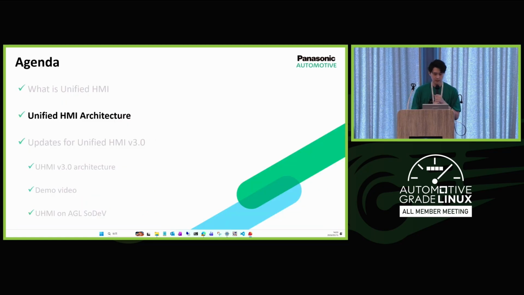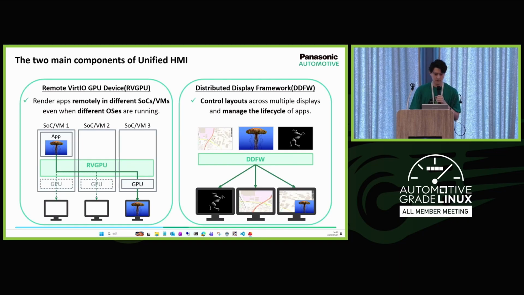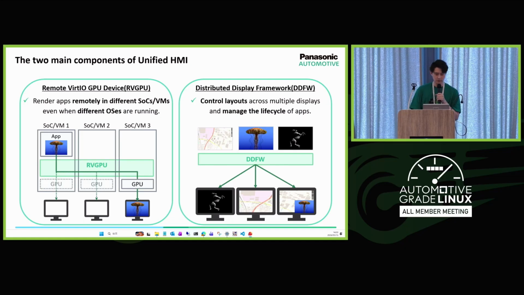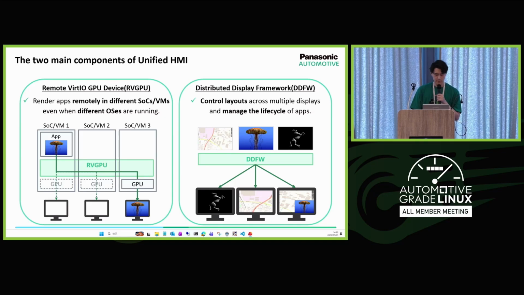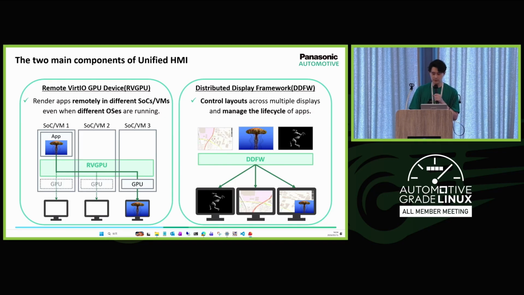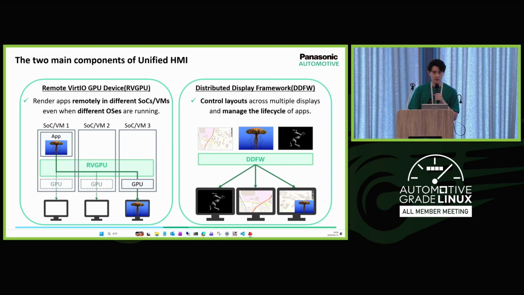So now that I've explained what Unified HMI is, next I will introduce the internal architecture. Unified HMI is composed of 2 main components. The first component is Remote VirtIO-GPU, which we call RVGPU. RVGPU enables applications to be rendered remotely on different SoCs or virtual machines, even when different operating systems such as Linux, AGL, Android are running.